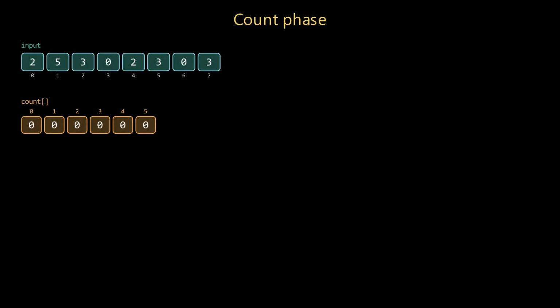Here is our input array. Each cell holds a value between 0 and 5. We allocate a count table with one slot per possible value. Scan the input left to right. For each value, add 1 to that value's counter. After one full pass, every slot tells us how many copies of that value we saw.